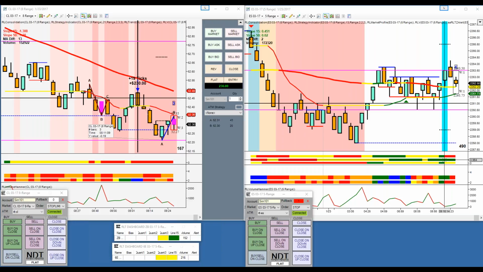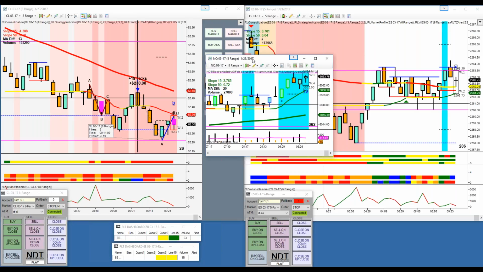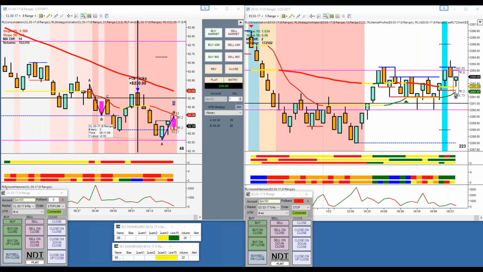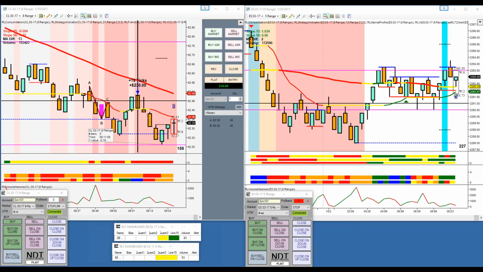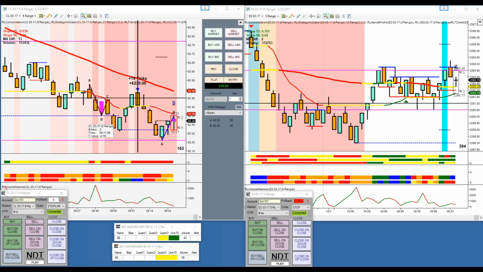We've got 2 minutes. Here's the NQ. It doesn't really have a trade set up, but it's certainly in a bullish position. We're at 1 minute.